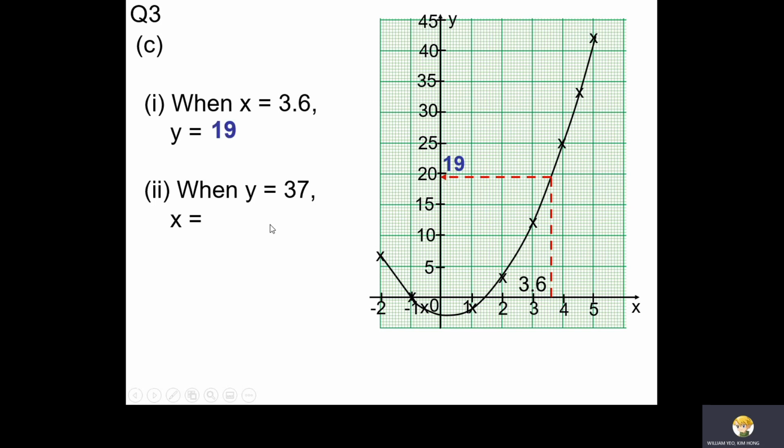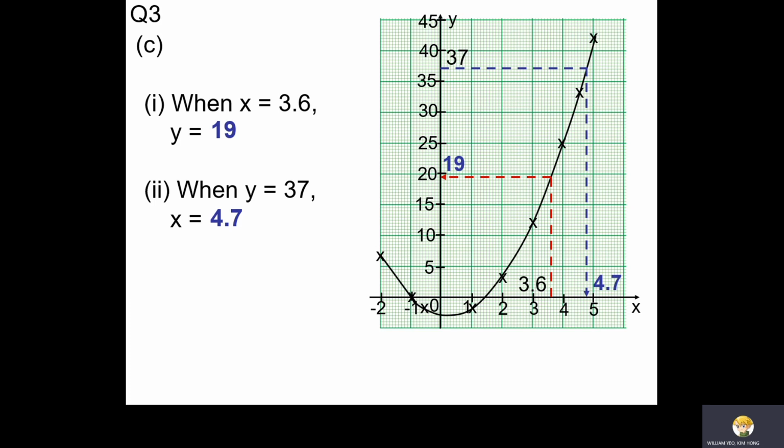1 mark. When y is 37, 37 somewhere here, right? Do you draw to the left? No. Why? Because left there is no graph. So you can only draw to the right. Then go down. You get 4.7. So that is how you get another 2 points here, 2 marks.